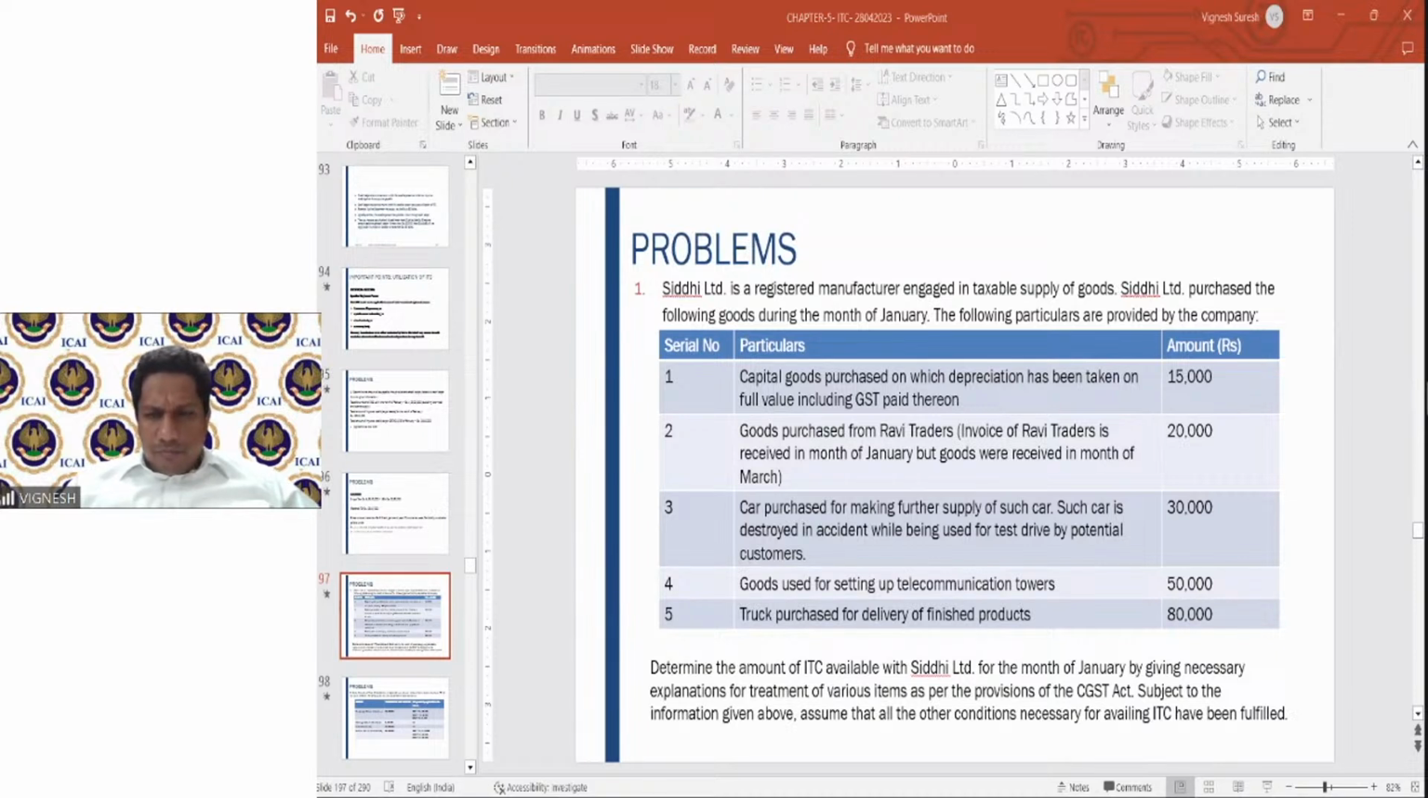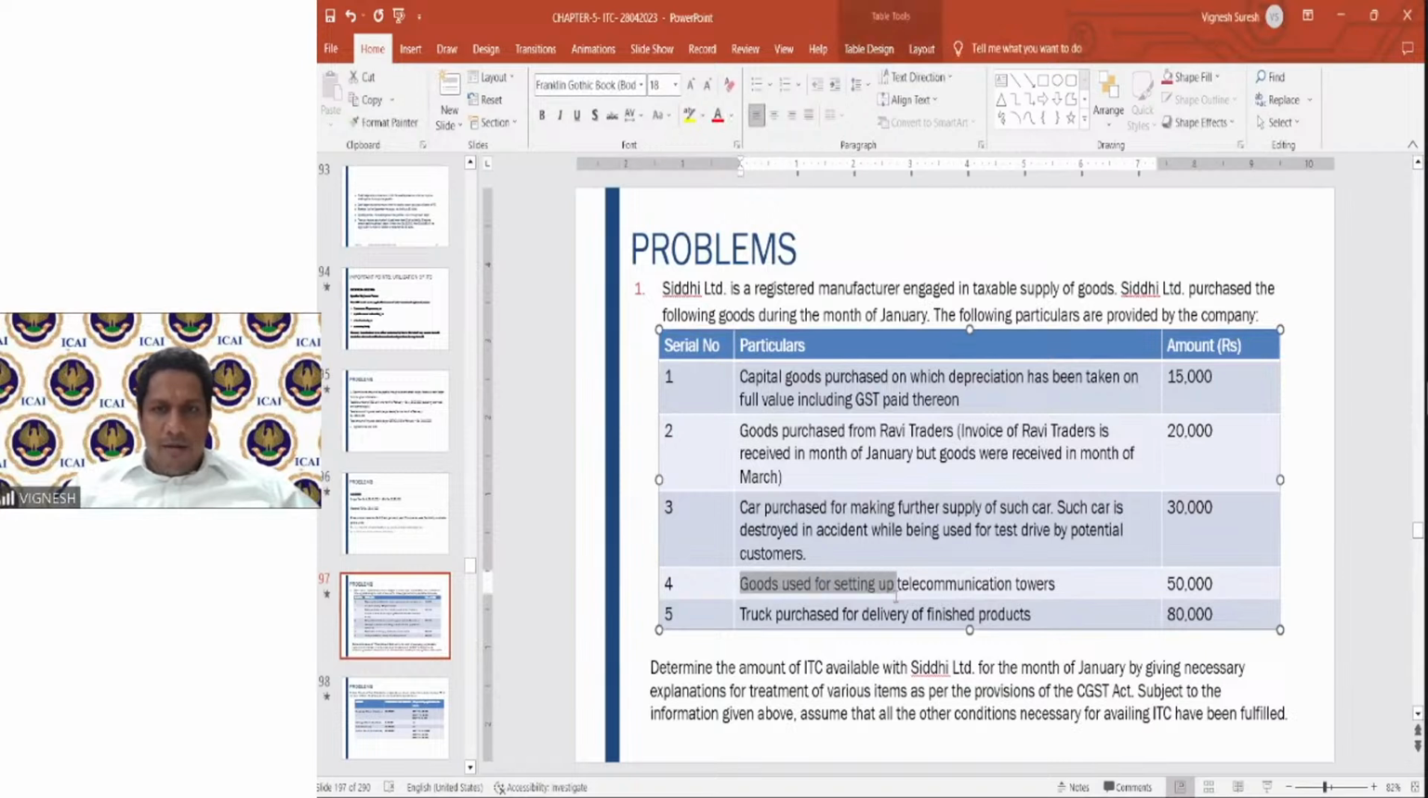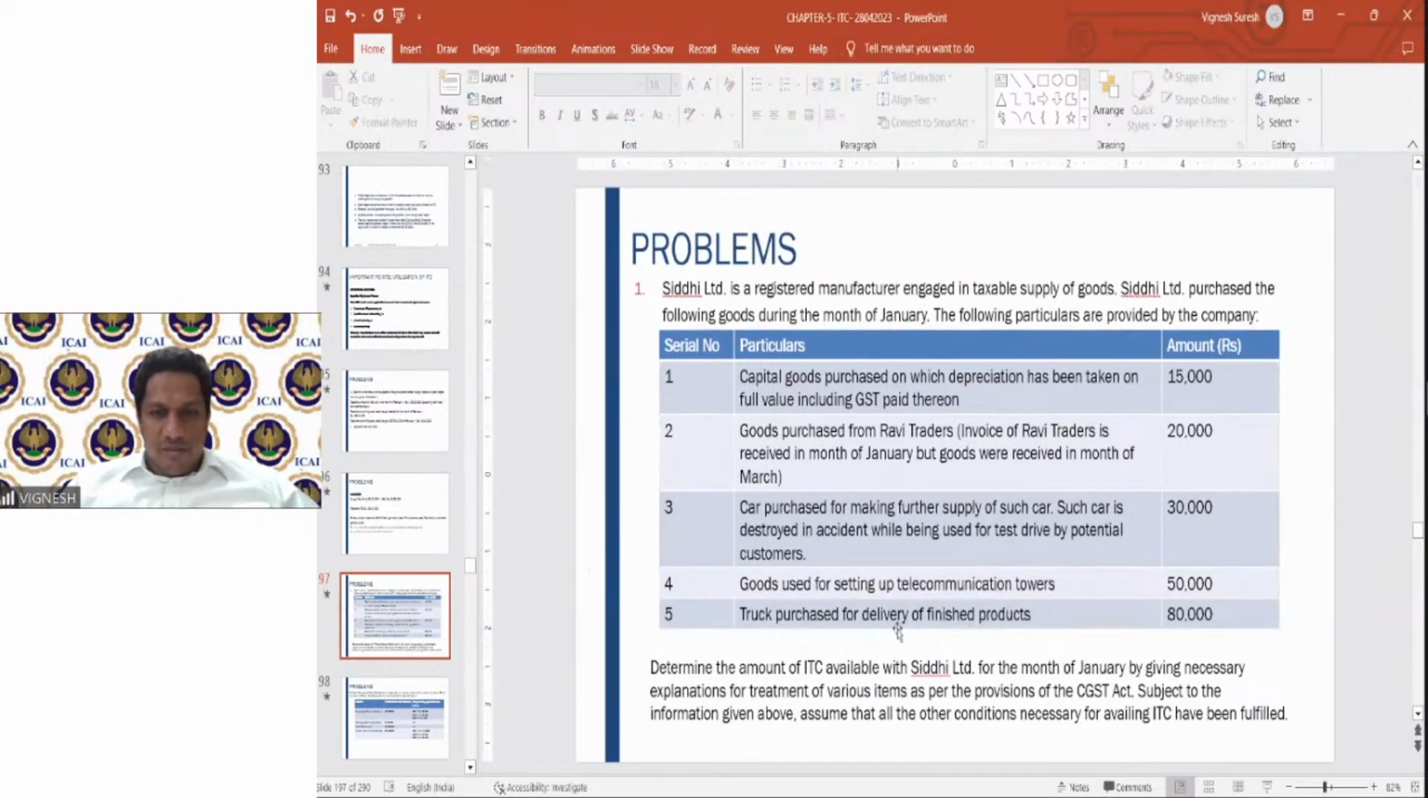Next one. Very interesting one. Goods used for setting up telecommunication towers. Very, very interesting, very, very tricky question.